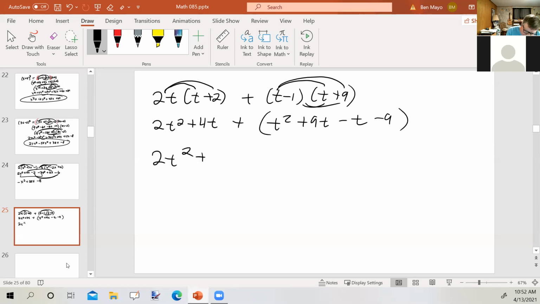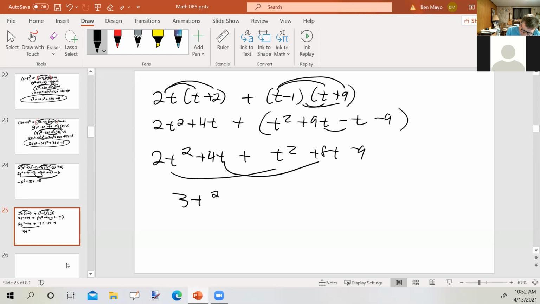So 2t squared plus 4t. And then plus, let's see, what do I get? T squared plus 8t minus 9. So now I've got 3t squared plus 12t minus 9. And there's my final result. Okay. So we had multiplication, foiling, and then addition or subtraction, combining like terms in that problem.